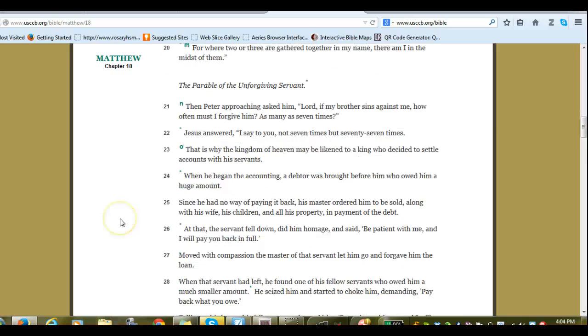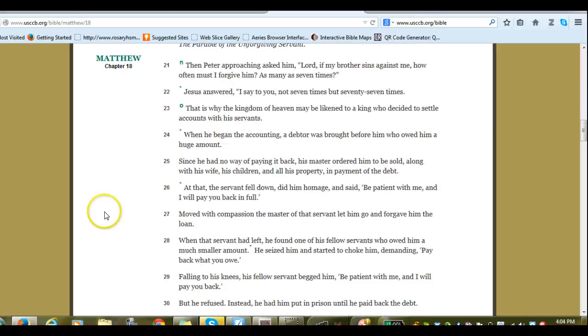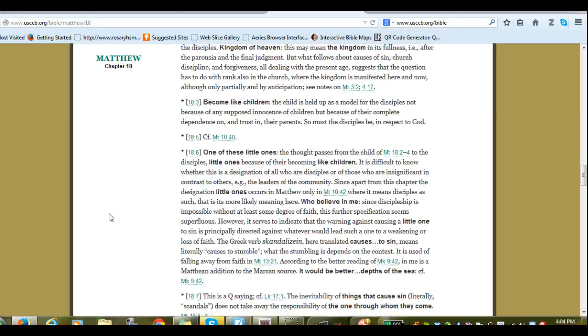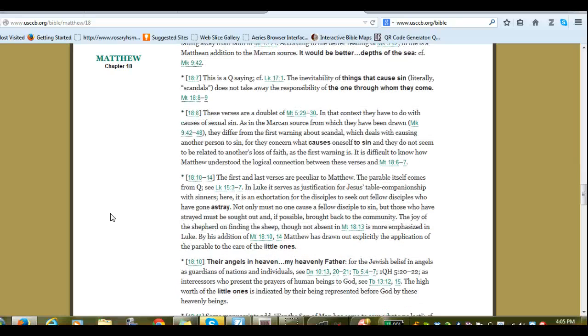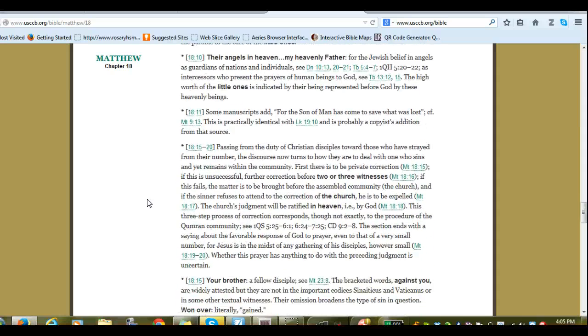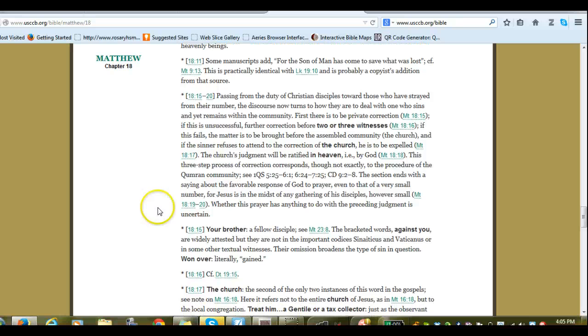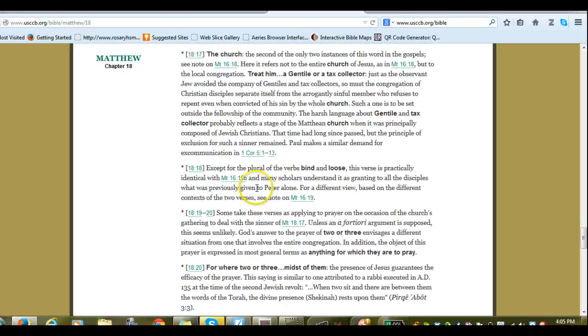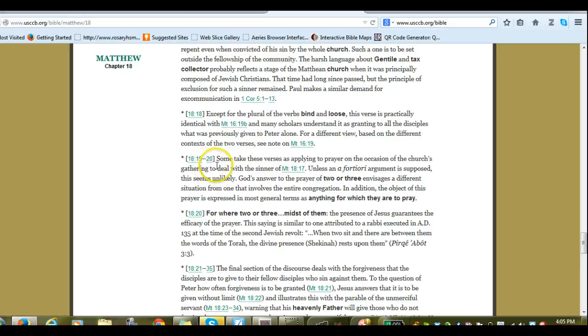Now let's see if we have any footnotes. I see an M, so I'm going to look down here at the bottom to my footnotes. And I was on verse 20. So let's see. Verse 20. I'm going to keep going down. Aha, look at this. Whether this prayer has anything to do with the preceding judgment is uncertain. Also in here it's going to talk about it. And let me go down. Let me see if there's any more. Aha, 19 through 20. So here's more information, and here's exactly what I'm looking for.